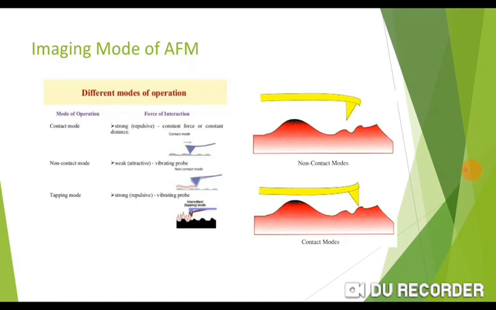As the name suggests, contact imaging mode, the force of interaction is generally a repulsive force, we can say. Non-contact force is an attractive force, and the tapping mode is a strong repulsive mode. So these are some of the imaging modes. You can also see the image of contact mode and non-contact modes of AFM.